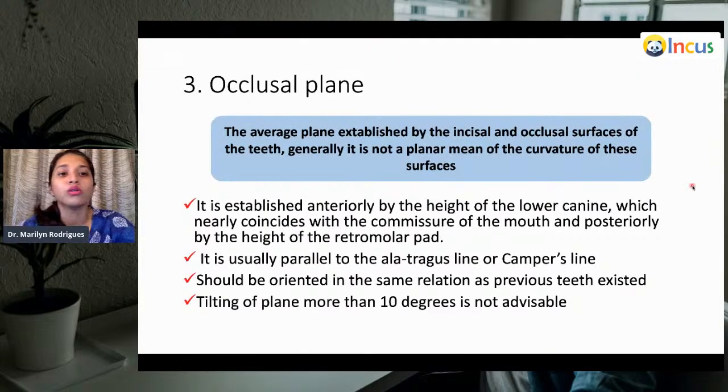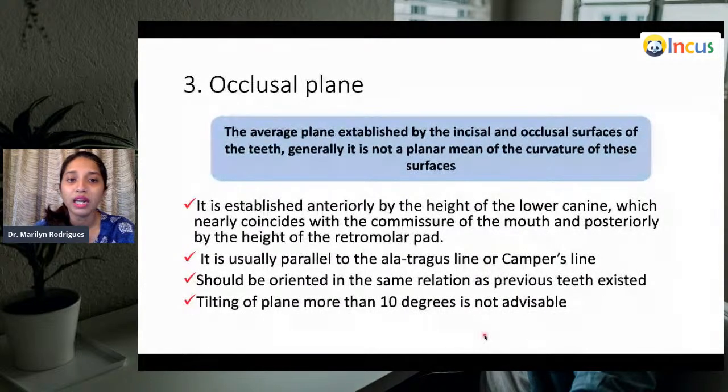The third point is your occlusal plane. It is the average plane established by the incisal and occlusal surfaces of the teeth, and is generally not a planar mean of the curvature of these surfaces. It is established anteriorly by the height of the lower canine, which nearly coincides with the angle of the mouth or the commissure of the mouth, and posteriorly by the height of the retromolar pad, that is two-thirds of the retromolar pad. It is usually parallel to the ala-tragus line or the Camper's line, and it should be oriented in the same relation as the previous teeth existed.